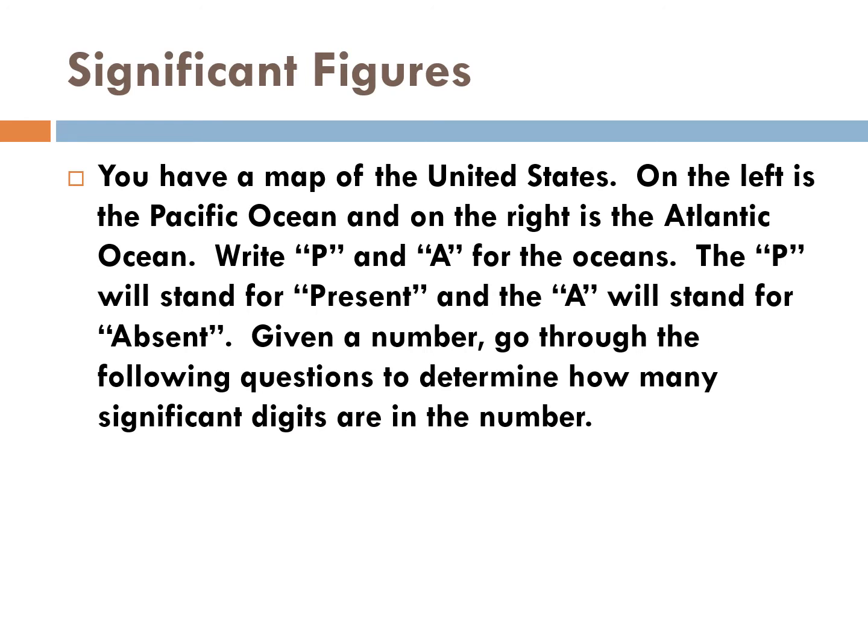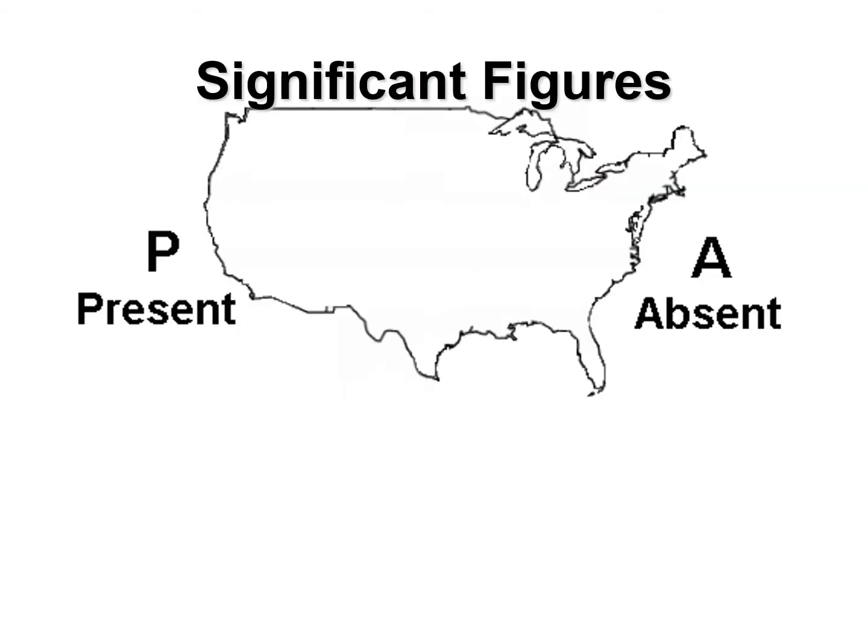Now to determine if a measurement has a certain number of significant figures, we're going to use a model in order to determine how many numbers are significant and how many numbers are not. We basically draw a map of the United States. We put P over where the Pacific Ocean is on the left and an A where the Atlantic Ocean is on the right. Here we have the model of the United States right here, and we got our P on this side and our A over here, and we're going to represent those oceans with a word present and absent.